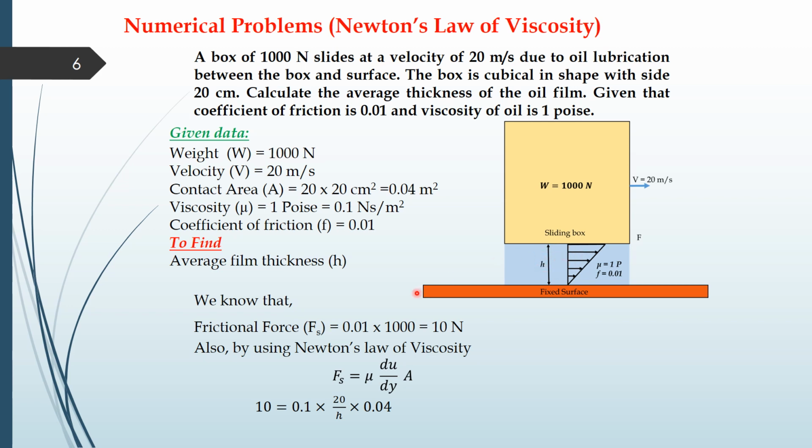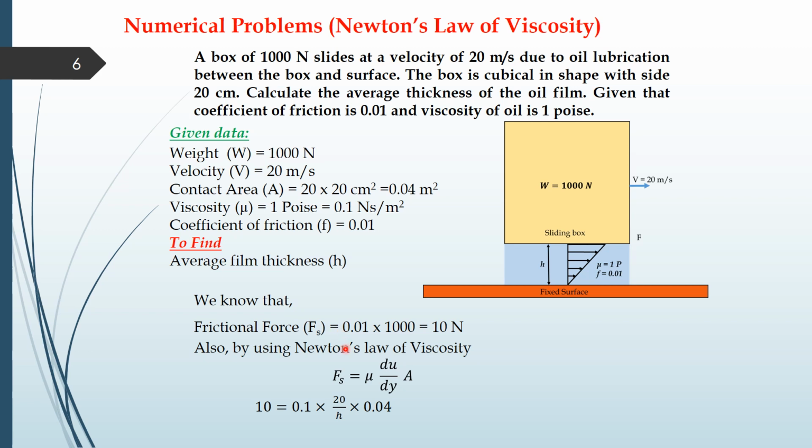Since we have the fluid over here, we can also use Newton's law of viscosity, and by using Newton's law of viscosity we can also find out the shear force or the tangential force over here, and that is equal to mu du by dy into A. So mu is the coefficient of viscosity over here, it is 0.1. Du is your velocity of the box, or you can write it as U, that is 20, and dy is the film thickness, oil film thickness, which is H over here. You can write H over there, and A is the contact area.